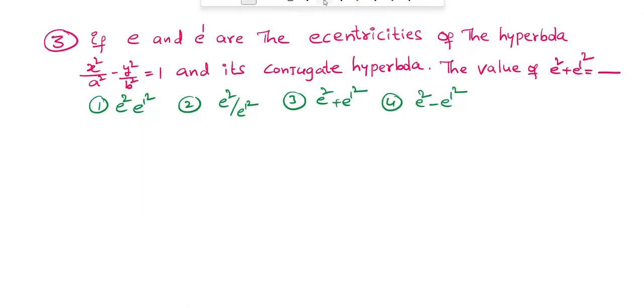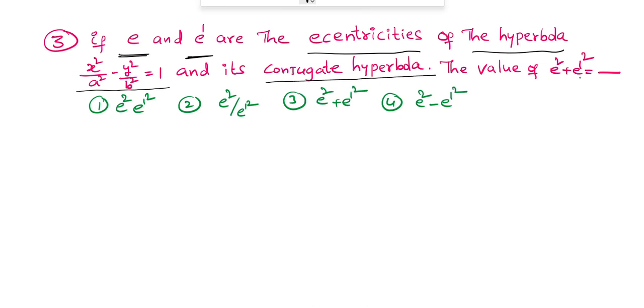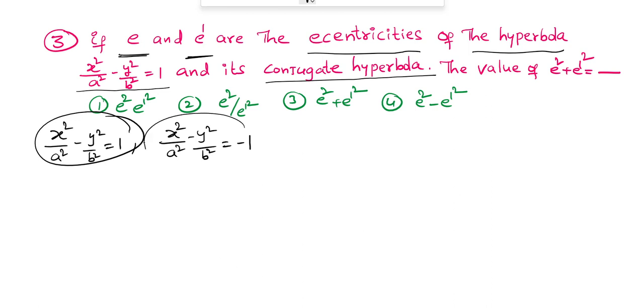This is the third question. If e and e′ are the eccentricities of the hyperbola x²/a² − y²/b² = 1 and its conjugate hyperbola, then the value of e² + e′² is equal to what? Here the given hyperbola is x²/a² − y²/b² = 1. The conjugate hyperbola for this is x²/a² − y²/b² = −1. These two are called conjugate hyperbolas.